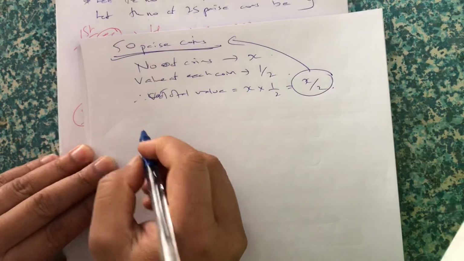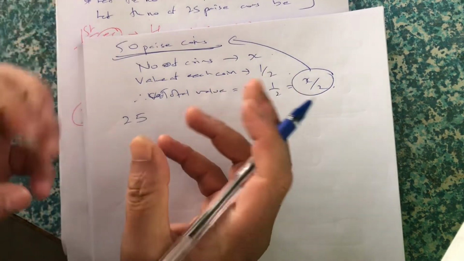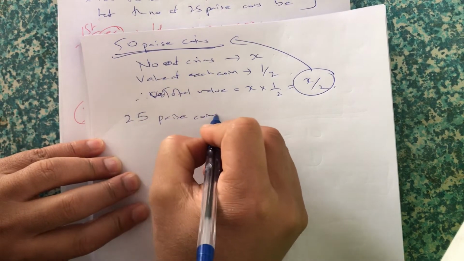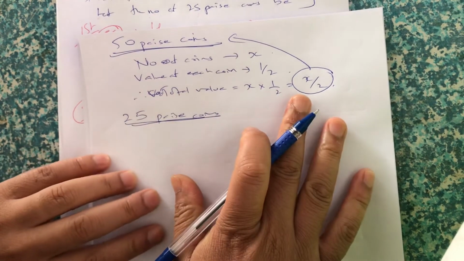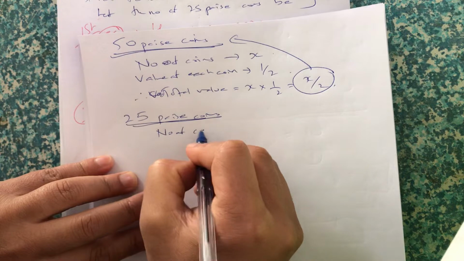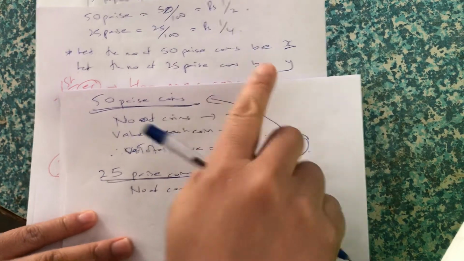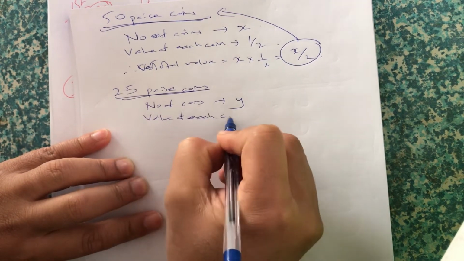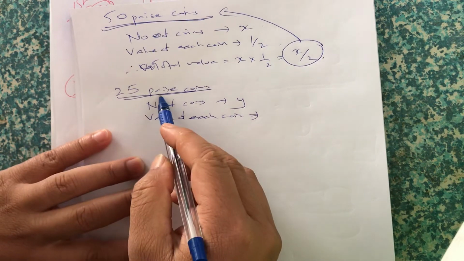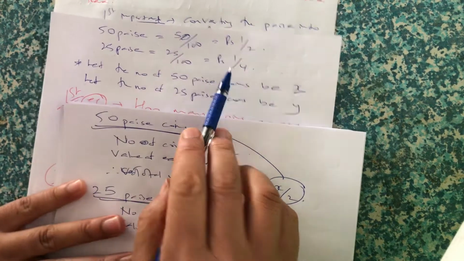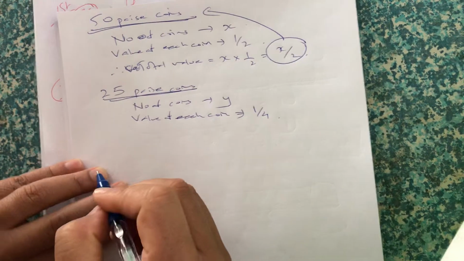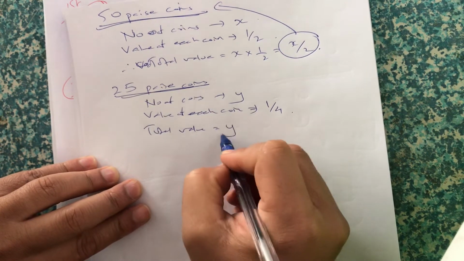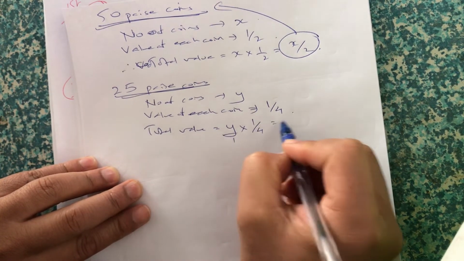Similarly, in that container, or in that mixture, you have 25 paise coins also. It's not just 50 paise coins. I have 25 paise coins. Similarly, I do the same thing. How many 25 paise coins do I have? I have y number of coins, and the value of each coin is 25 paise, which I will write as 1 by 4. So the total value of 25 paise coins is the same formula, number of coins into the value of each coin, so I get y by 4.